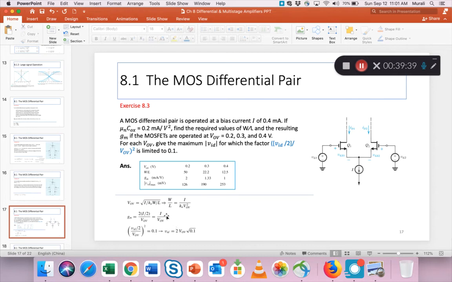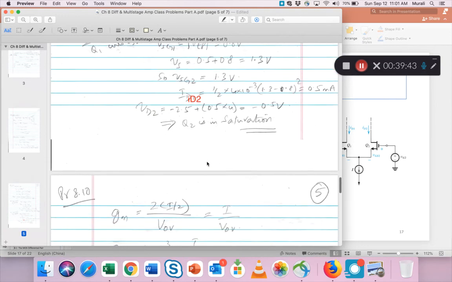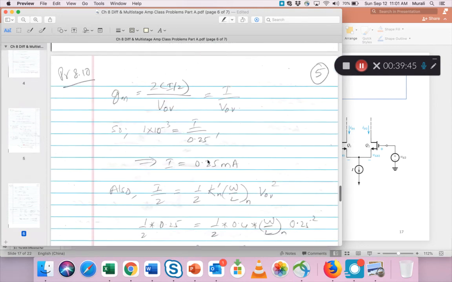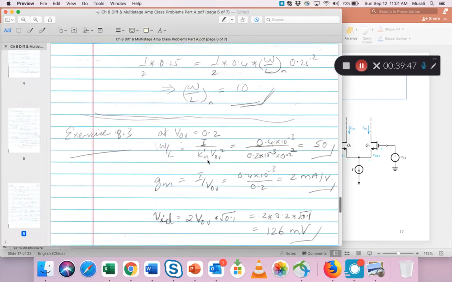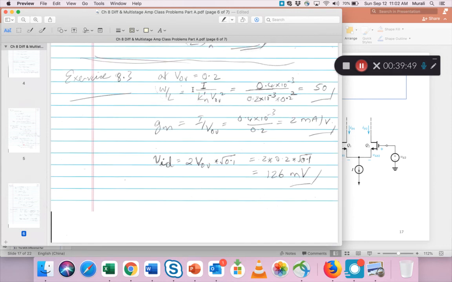So the formulas are here in my PDF, exercise 8.3. Let's see, exercise 8.3. I've only done the calculation for one value of VOV, 0.2. So for 0.2, you get W by L is 50, GM is 2, and VID is 126 millivolts.